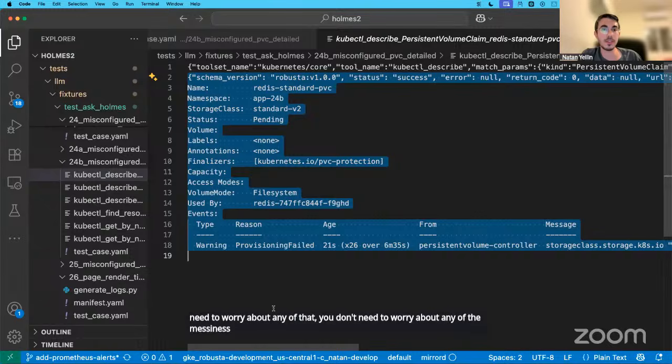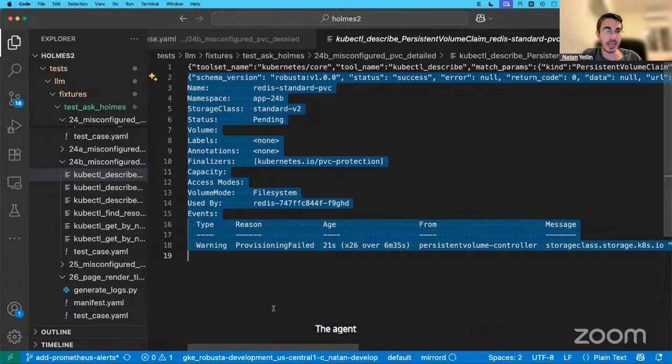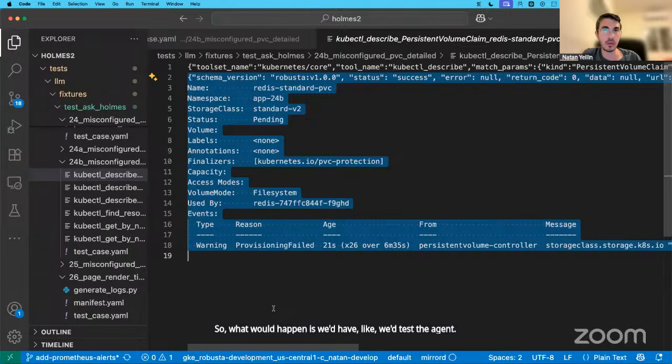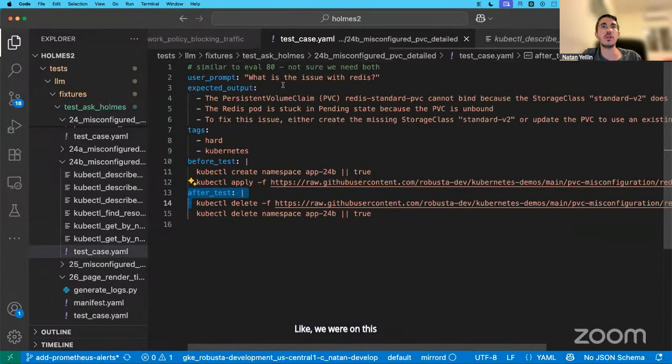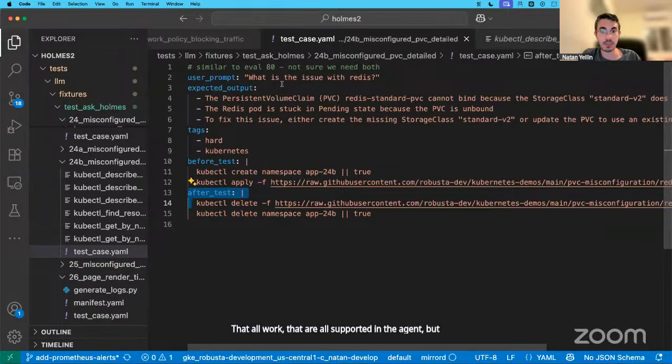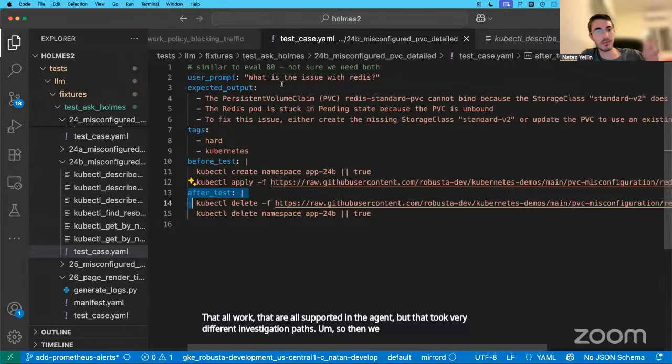This turned out to be a terrible approach because the agent would end up taking extremely different paths to investigate, yet still reach the right answer. So what would happen is we'd test the agent, we would run an eval on what's the issue with Redis. And then instead of running kubectl describe, it's running kubectl get. Instead of running kubectl get, it would run some other command. And it would do things that were functionally equivalent, that all work, that are all supported in the agent, but that took very different investigation paths. So then we would add more mocks to cover those investigation paths.